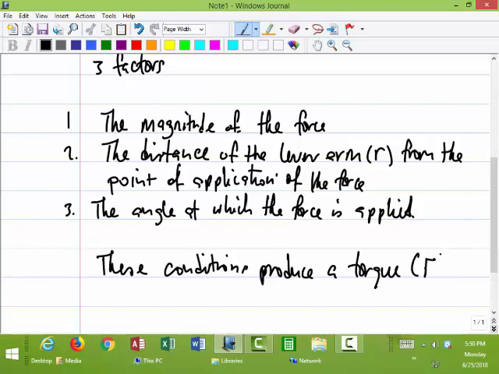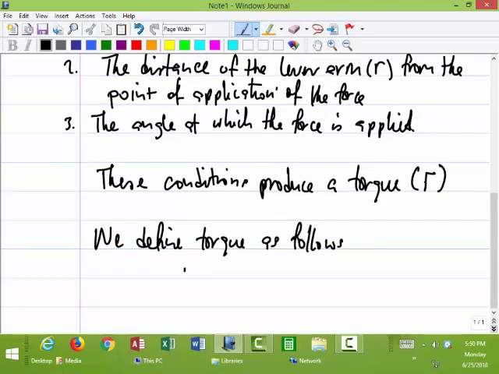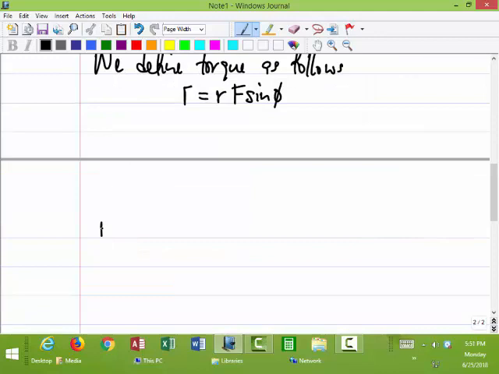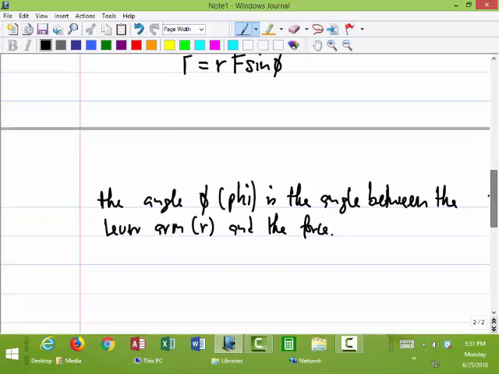The symbol for torque is the letter tau, which is a Greek letter, and we define this quantity torque as follows. The torque is equal to the lever arm multiplied by the force times the sine of the angle between the lever arm and the force. So we can say that the angle phi, this letter is called phi, is the angle between the lever arm and the force. And the torque tau is in a direction which is perpendicular to the plane of the lever arm R and the force F.